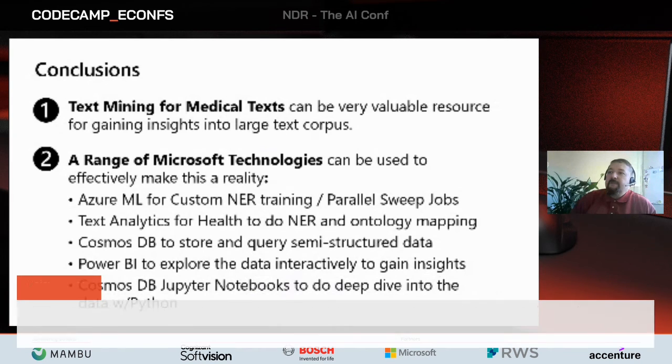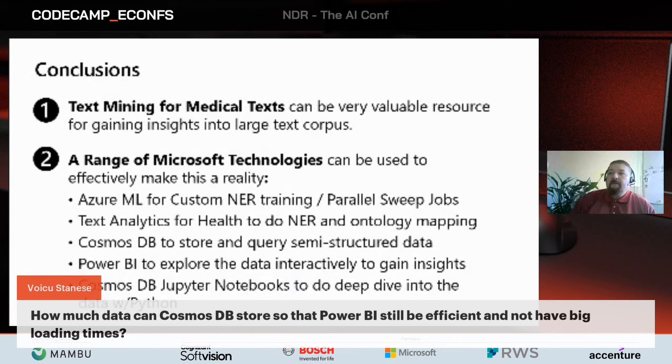How much data can Cosmos DB store so that Power BI is still efficient and doesn't have big loading times? I guess the only way to find out is to try. In our case, we cached the data on the client side, I believe. Originally we did all queries inside Power BI, and those queries do not return a lot of information. They return pretty much entities and counts, but most of the processing takes place on the server. So Cosmos DB does the processing and returns just what you need. The returned data is cached on the client side to speed things up.